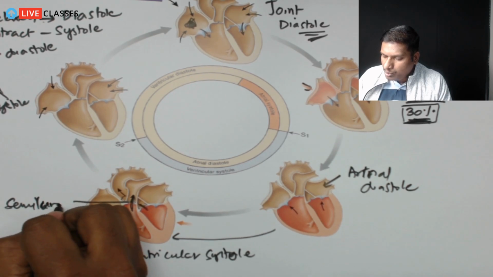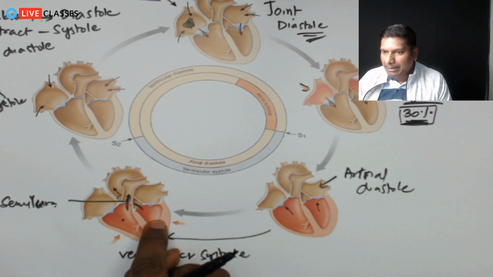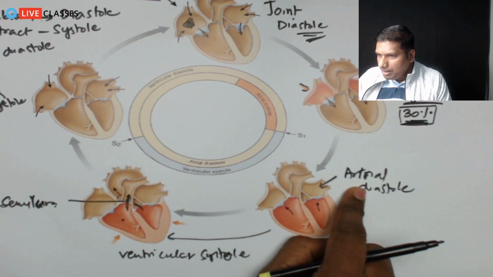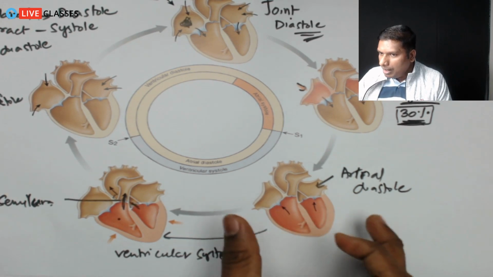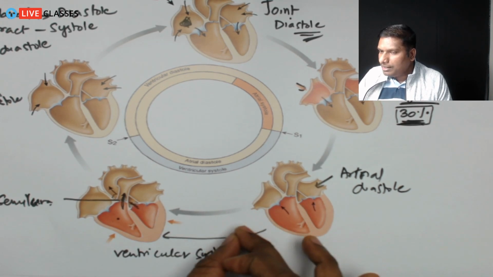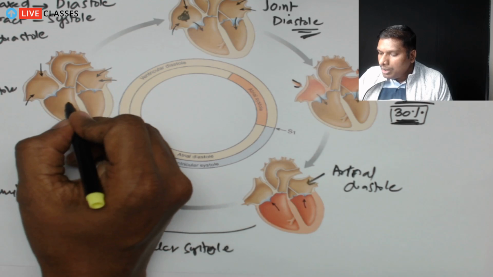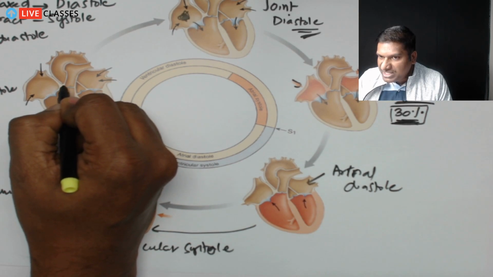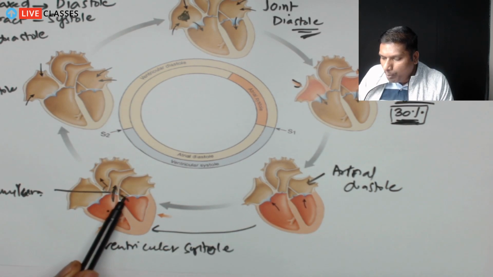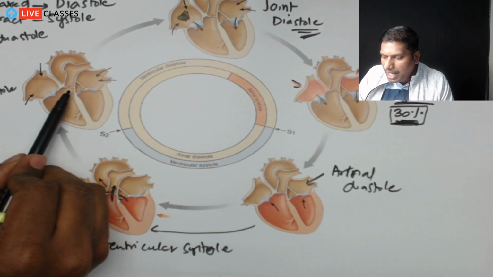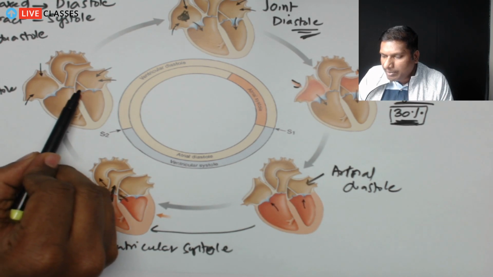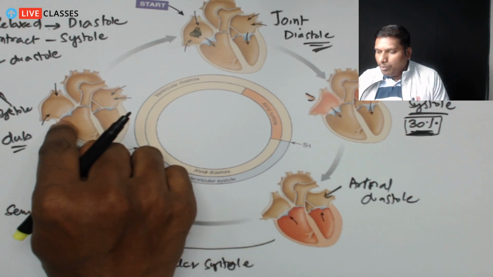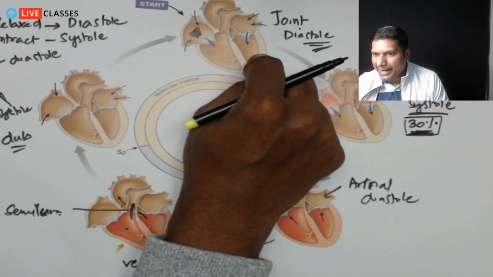So you're getting your lub and dub sounds. You're getting your lub sound after atrial diastole, or in the beginning of your ventricular systole. However, once the blood is pushed out, there's no longer blood, so the semilunar valves which were open at this point are coming back to closed position. So that is what is generating your dub sound. Once this is done, it's coming back to your joint diastole stage.